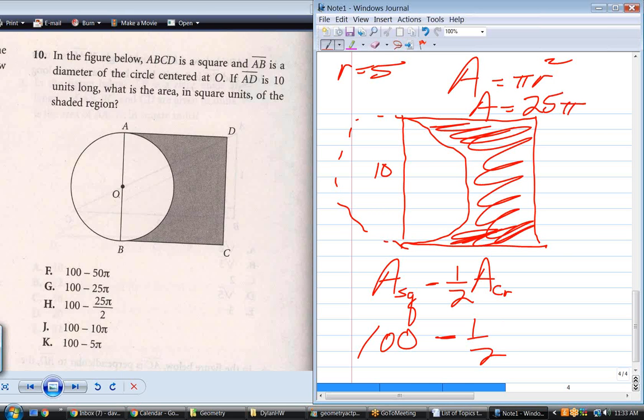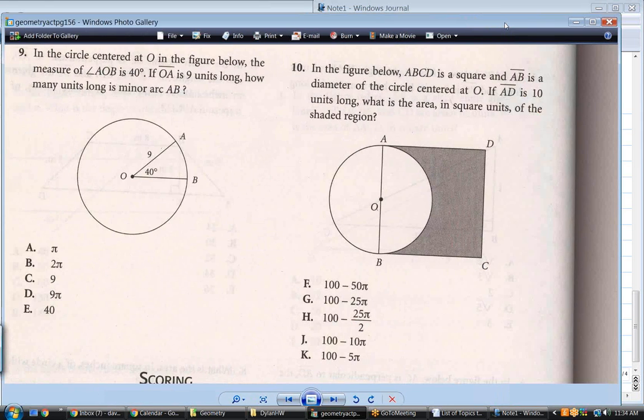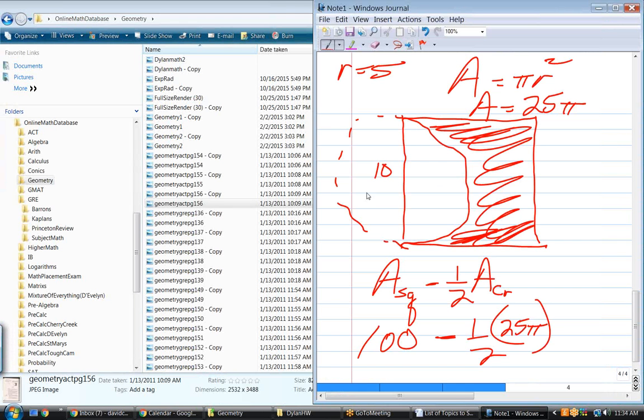So I can write 25 pi right in there. And we want half of it because it's only half of that circle that's in our square. This half over here is not inside of it. So that's why I'm taking out half. And that makes the answer H. 157.